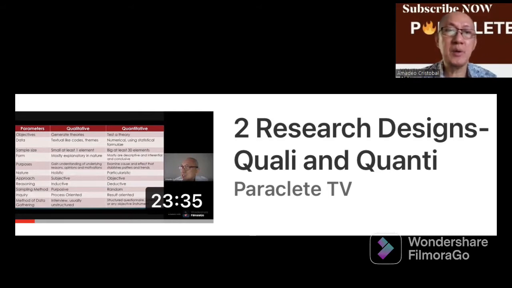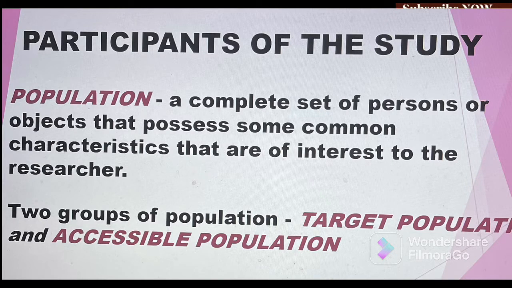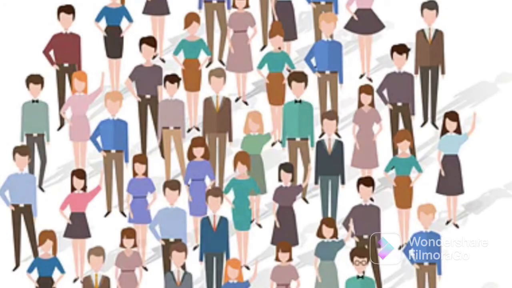So let us start now with the discussion of that element of the research methodology which is called the participants of the study. The participants of the study have the following important concepts that you must understand in order for you to formulate this element accurately. The first word that you must understand is the population, and it is defined as a complete set of persons or objects that possess some common characteristics that are of interest to the researcher.